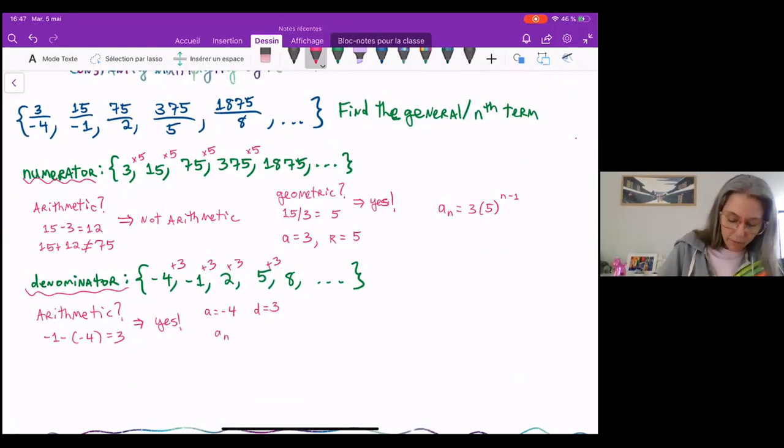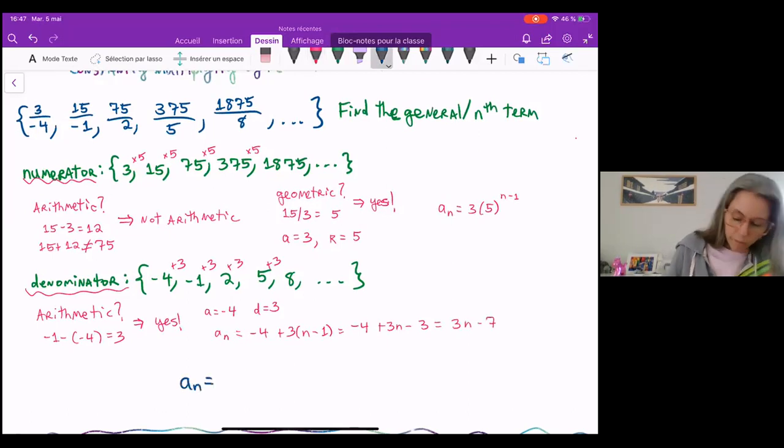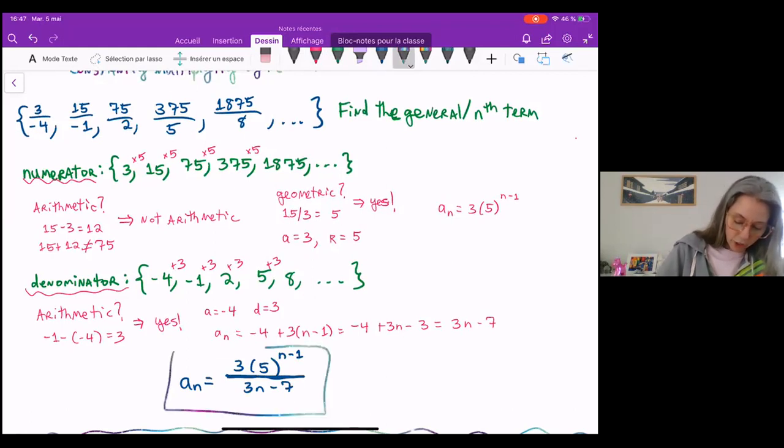So my a sub n for the denominator is just -4 plus 3 times n minus 1, which is -4 plus 3n minus 3, which is 3n minus 7, which makes my general term for the entire thing 3 times 5 to the n minus 1 over 3n minus 7. So this is my final answer for the general term here.